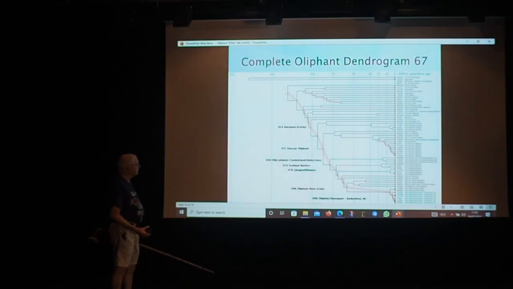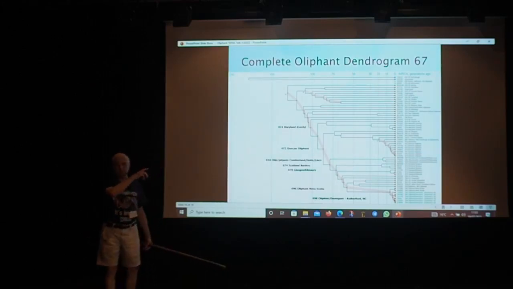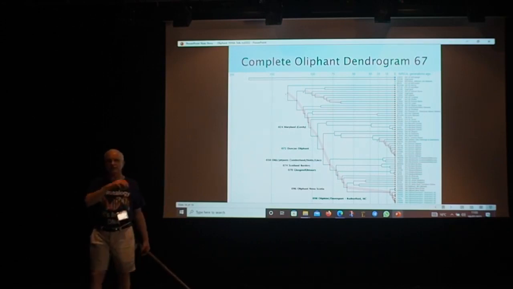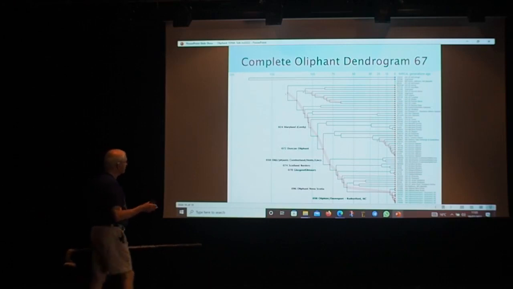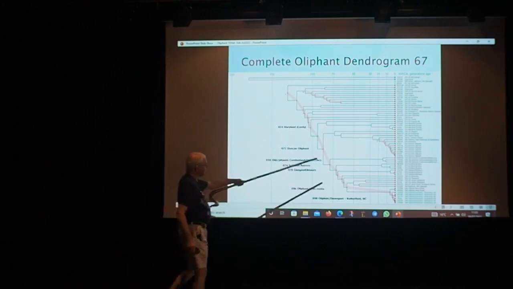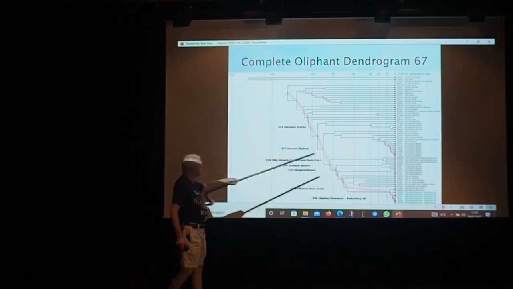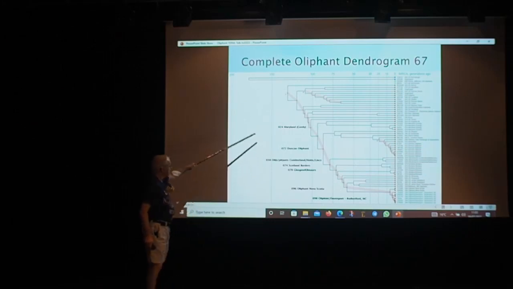This is the dendrogram that we built for the whole Oliphant project of those people that have been tested to 67 markers. I think there are 23 men that have been tested to 67 markers. You see the kit numbers and the groups on the right-hand side. I've just enlarged the groups on this side to make it a little easier to read.